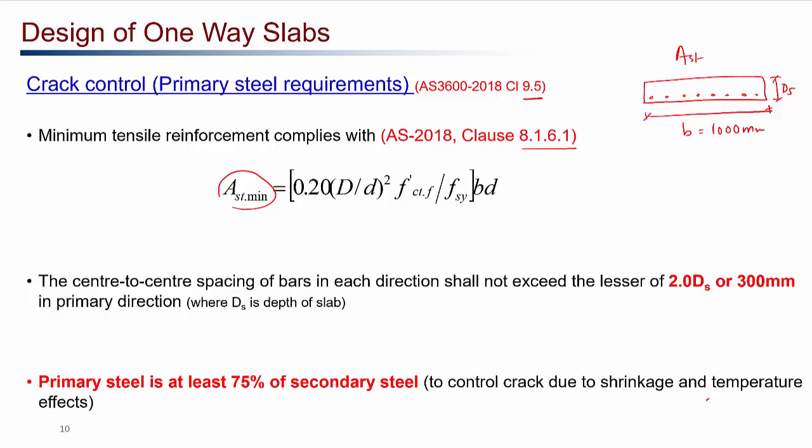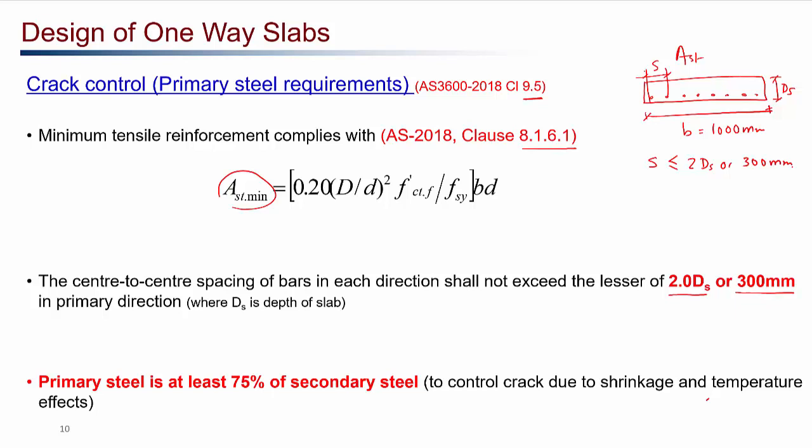The second condition is that the center to center spacing of bars in the primary direction should not be greater than 2 times the depth of the slab or 300 millimeter. The center to center spacing of the bars in the primary direction is denoted by S. So S shouldn't be greater than 2 Ds or 300 millimeter, whichever is smaller. That will also help to control the crack in the primary direction.